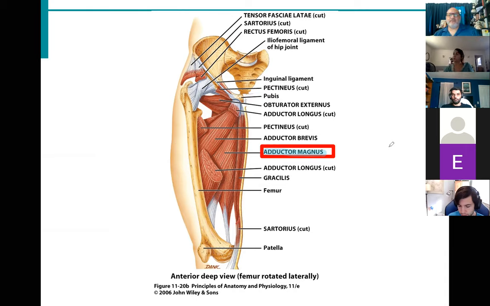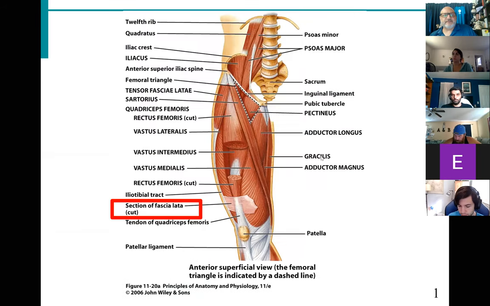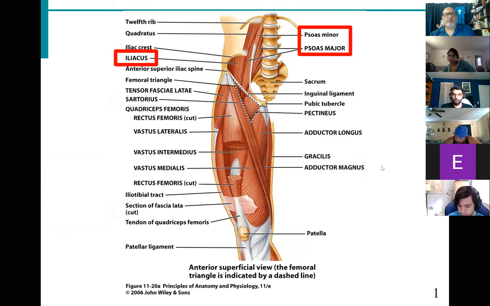All right. So that's our gracilis, that's our sartorius, and we jumped ahead to the adductor magnus because it was relevant. Questions on those three? All right, let's go to our next muscle group.